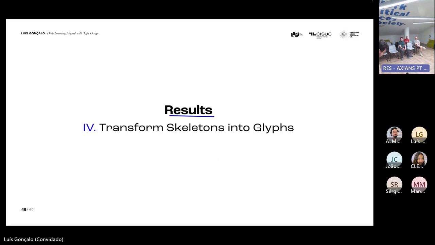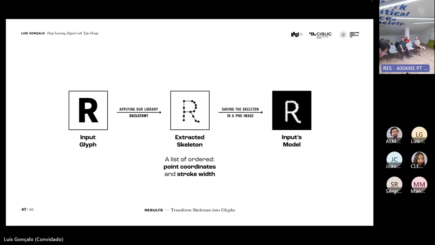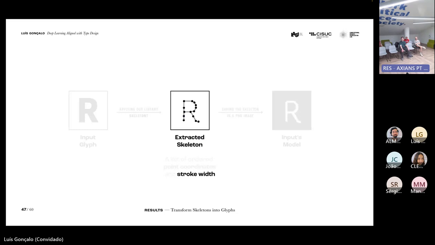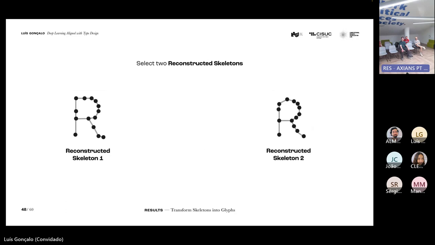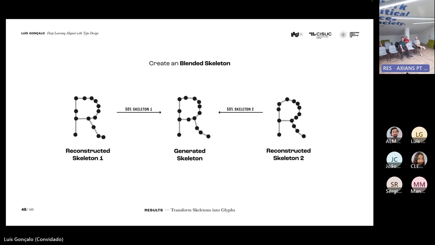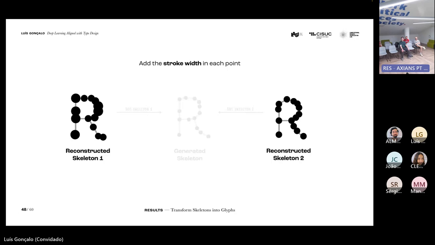As I mentioned before, something very important is that the tool that we use to extract the skeleton not only extracts the point coordinates, but also the stroke width. So at each point of the letter, we know the width at that point for the original letter. So if we can interpolate between the existing skeletons, we also can interpolate the width of the letter.